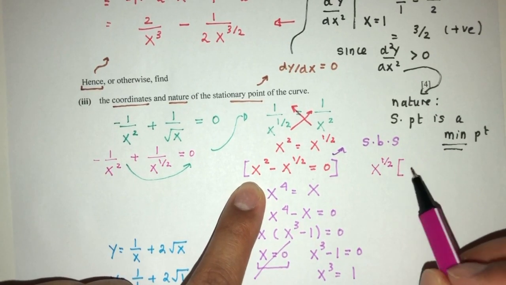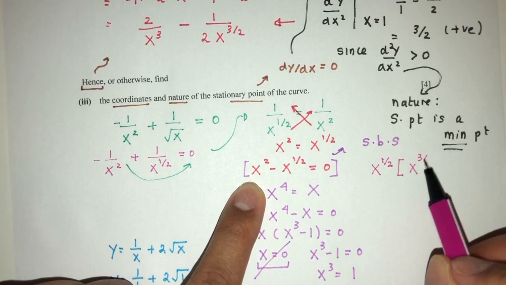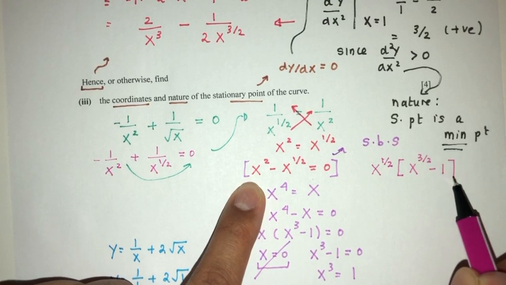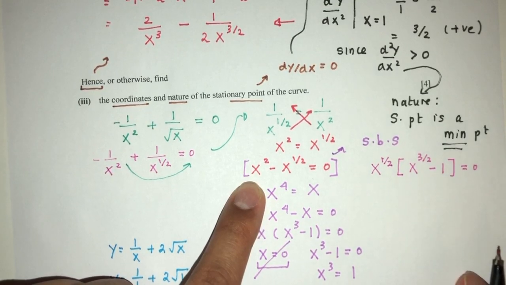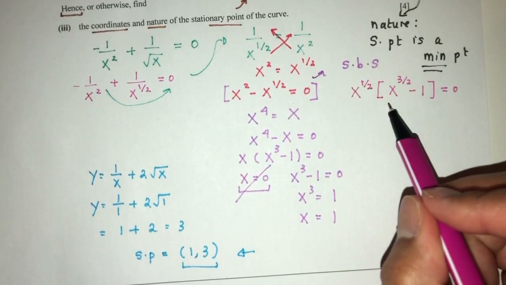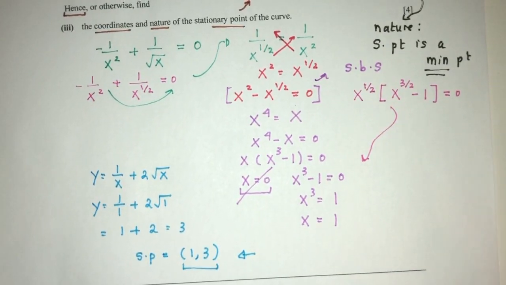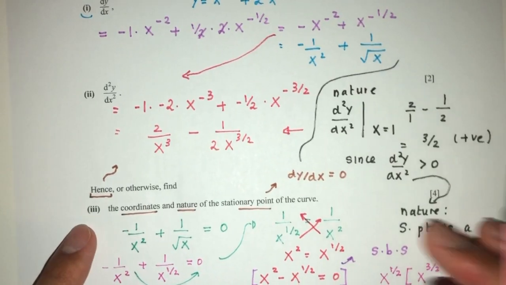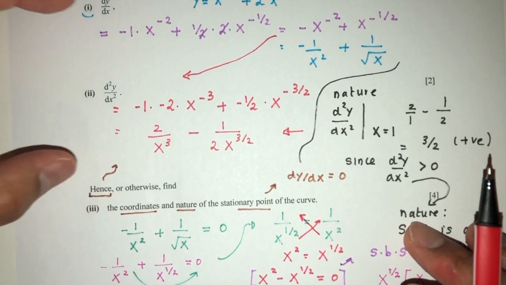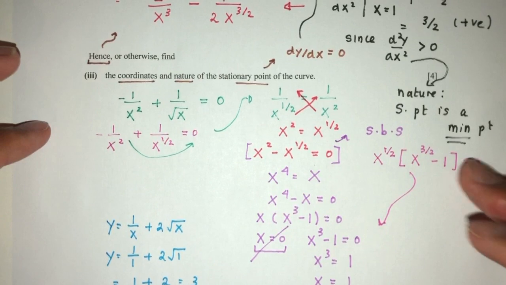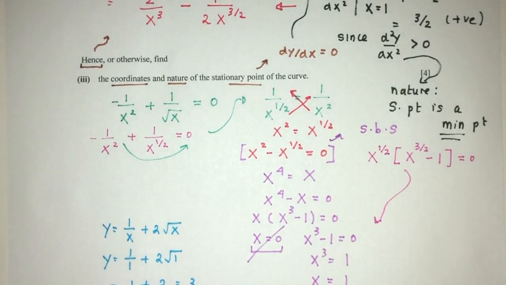x power 3 over 2 minus 1. Right. So eventually that should also give you the same answer. So that's the other way you can also do this. You will have the same answer for the stationary points and the nature. And the main point is when you see hence, just use the previous answers to help you find the answer for the third part.